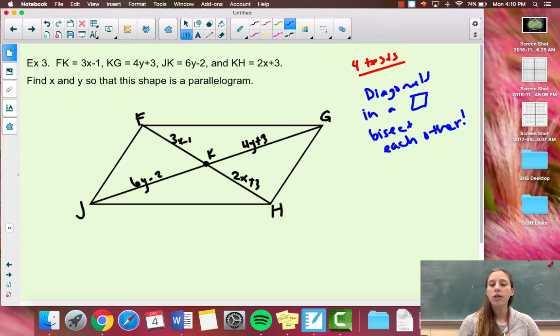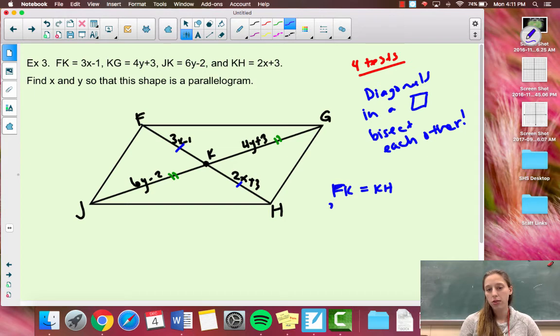So if I know that these are going to have to bisect each other, that means that from F to K, it's going to have to be the same as from K to H. And the same thing applies from J to K, will have to be the same as K to G. So all I have to do is set up an equation. So I'm going to have to make FK equal to KH. So FK will have to be equal to KH. And so I just have to plug in what I know.